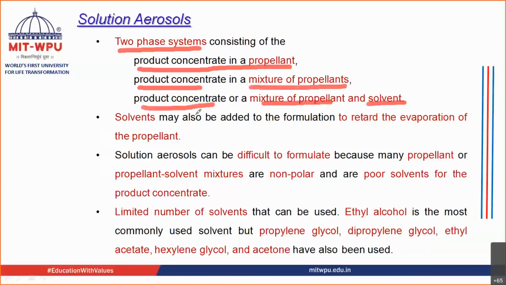So you have a product concentrate. If this product concentrate is not directly miscible in the propellant, then what you are going to do is take this API, take a solvent, mix them, and then add a propellant, whereby you form a homogeneous mixture of this propellant as well as the product concentrate as well as the solvent. So what you have inside a container is a solution, right?